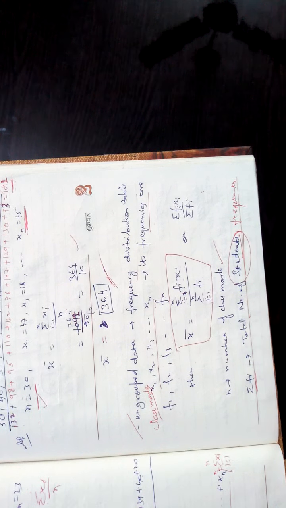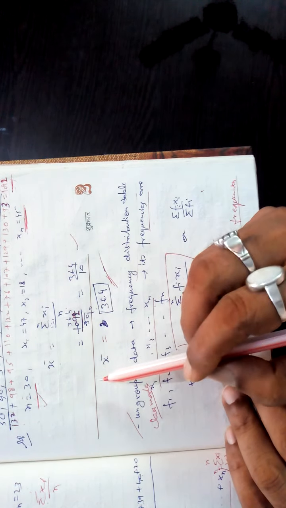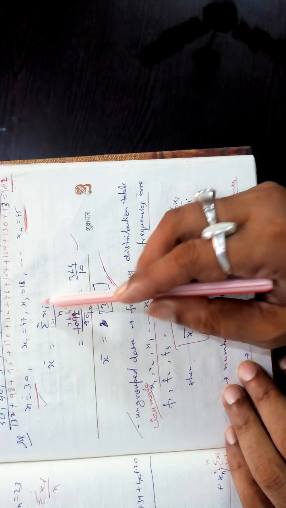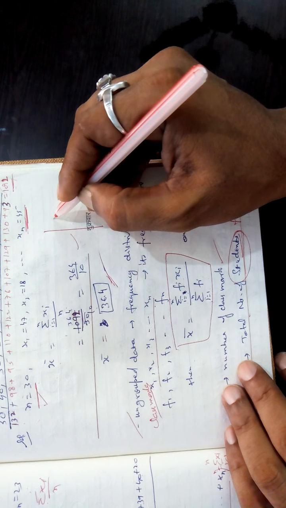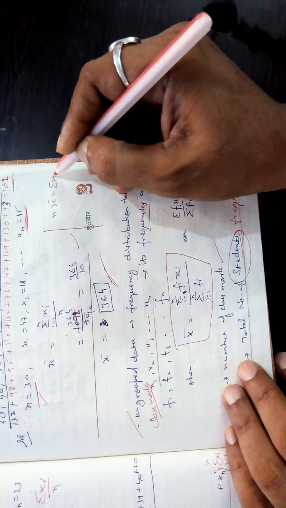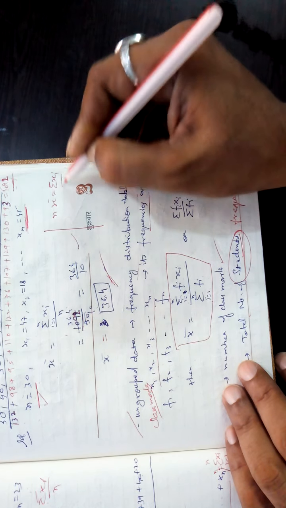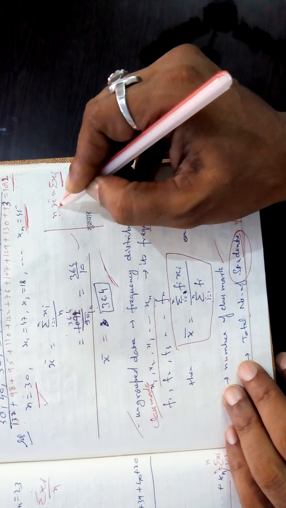With the help of this formula you can also get sigma xi is equal to n x bar. Cross multiplication: n x bar is equal to sigma xi. When the number of observations and the mean are given and you want the sum of the observations, you can multiply and you will get it.